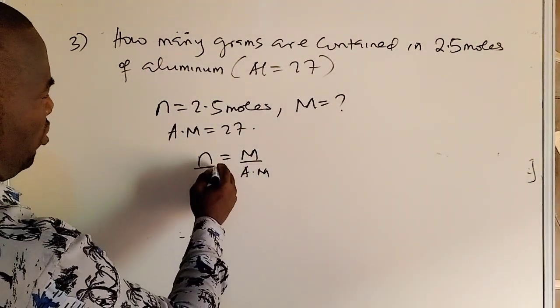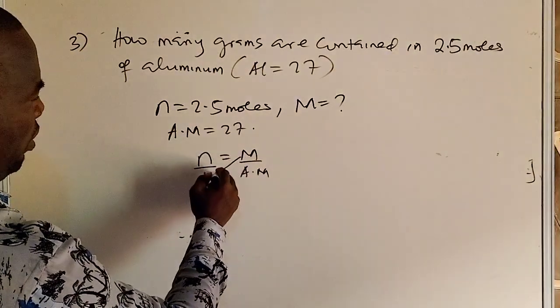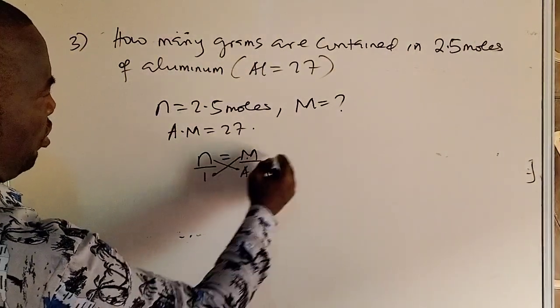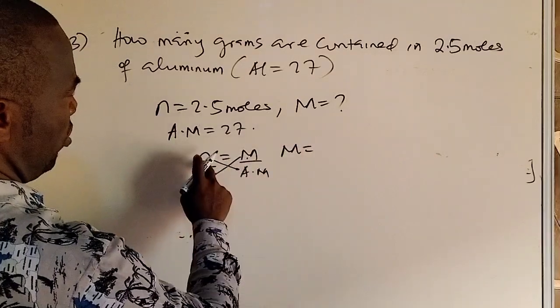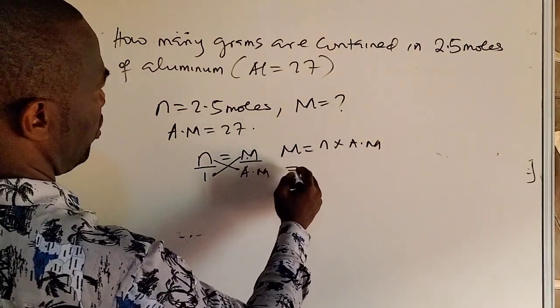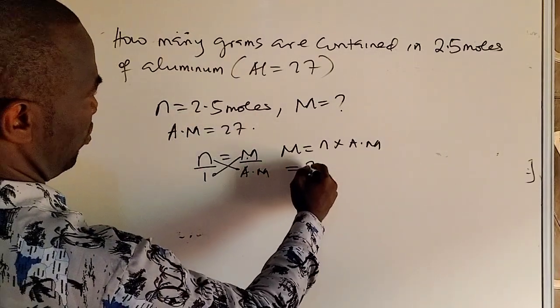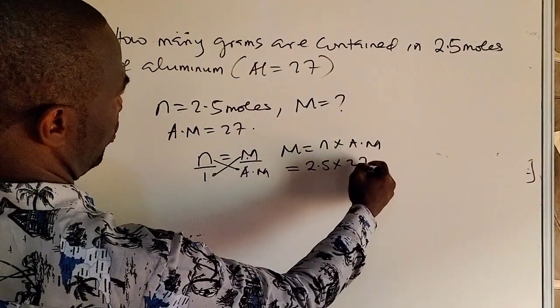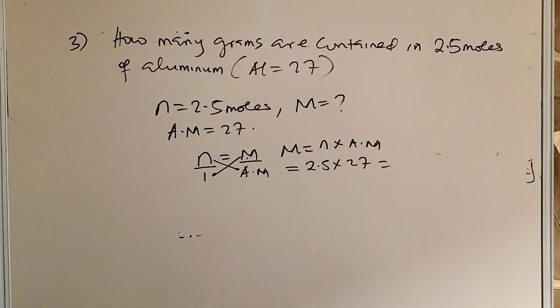The denominator of the mole is 1. You cross multiply. So m times 1 gives us m. The moles times atomic mass. That gives us 2.5 by substitution times 27 to get the mass of aluminium. So when we solve this, the mass of aluminium we obtain is 67.5 grams.